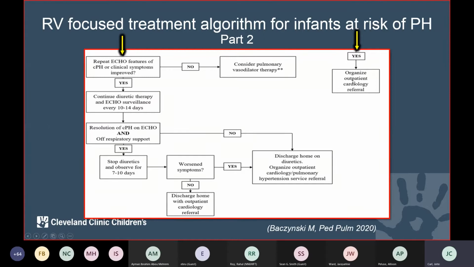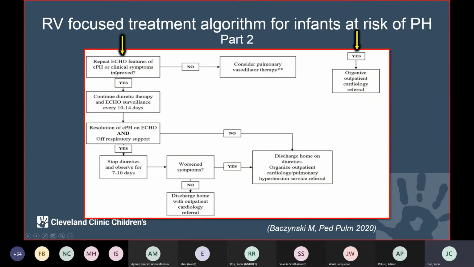here you would find that you just suggested outpatient cardiology referral, but with the diuretics, you would repeat the echo features of the pulmonary hypertension. If their symptoms are improved, you continue diuretic therapy and echo surveillance, and this is where we often get involved in the NICU. It can progress on through being able to discontinue diuretics as the patient grows, observation, and the patient ultimately discharged home.